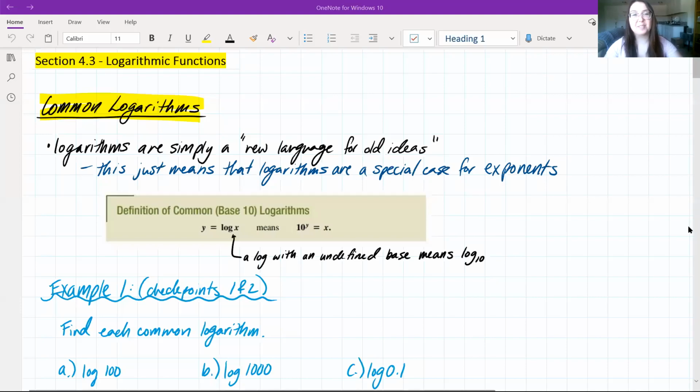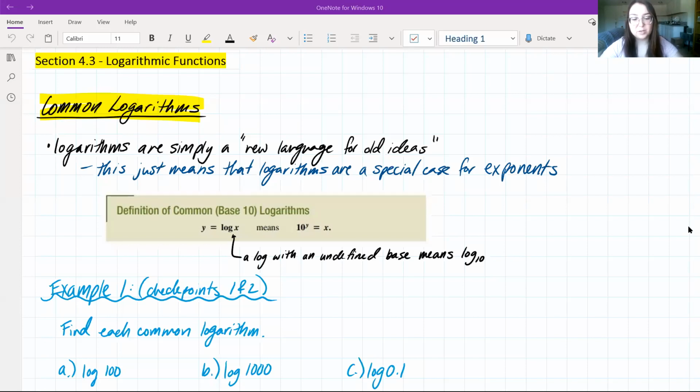All right, hello everyone. We're going to be talking about section 4.3 today, which is going to be about logarithmic functions. So first we're going to talk about common logarithms. Just an idea to have is that logarithms are simply a new language for old ideas. And this just means that logarithms are just a special case for exponents. It's another way that we can write out exponents.